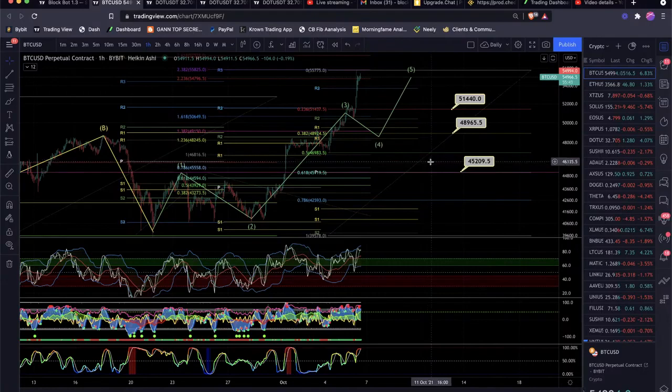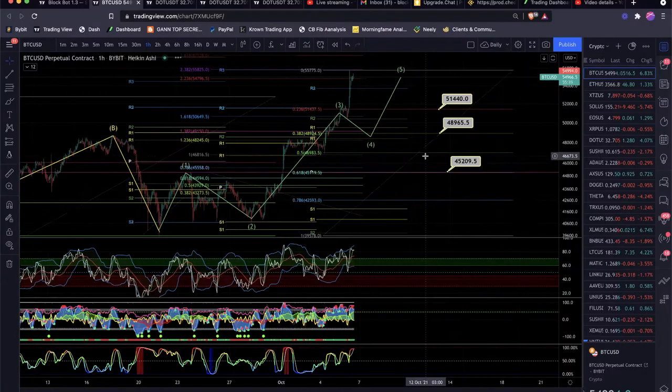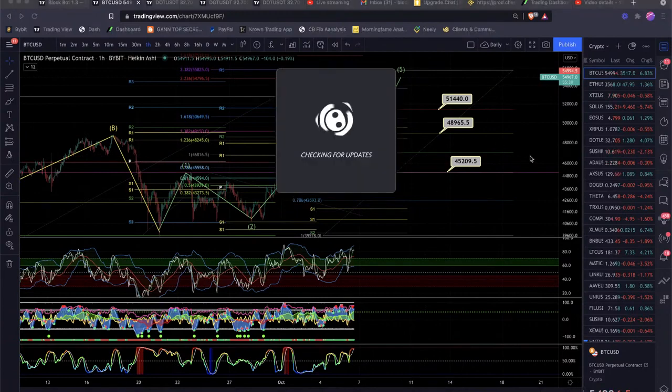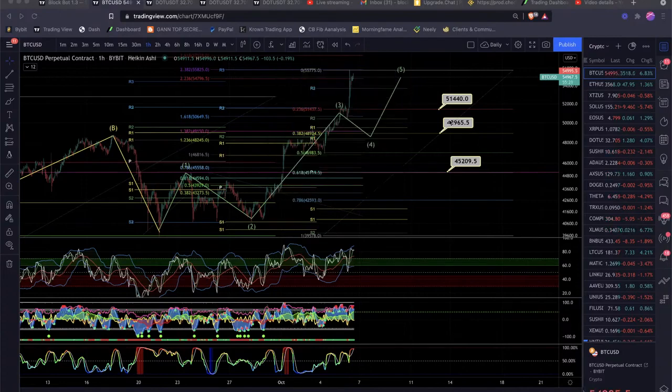All right, so let's go ahead and dive in real quick. For those of you who are in the Discord, yesterday I did post a chart for this move up to 55K. So I'm going to pull that up real quick just so we can recap it.